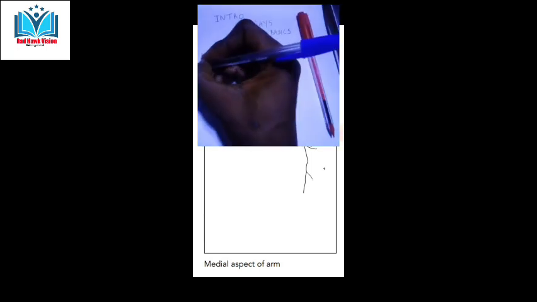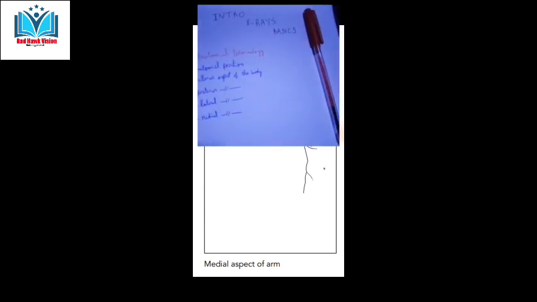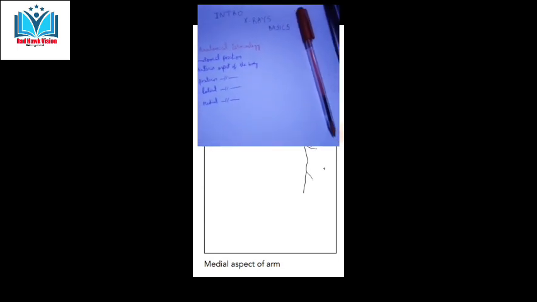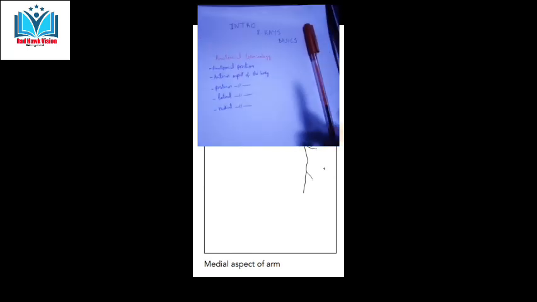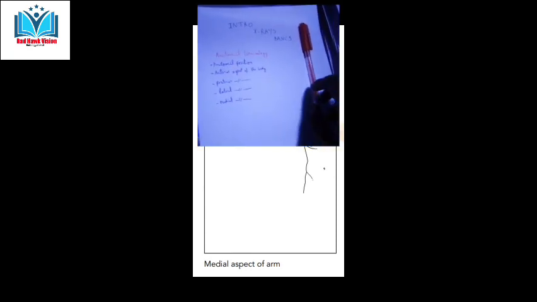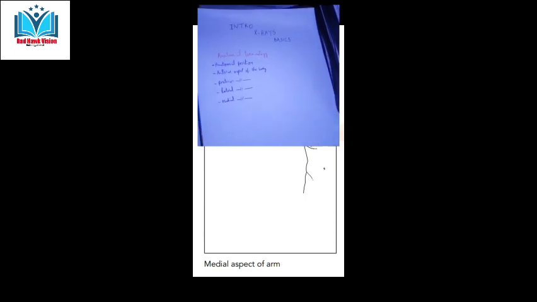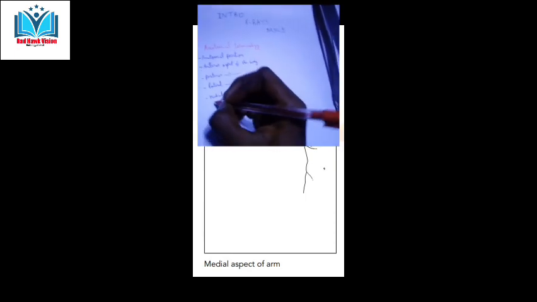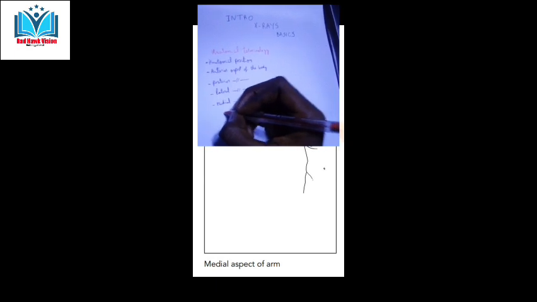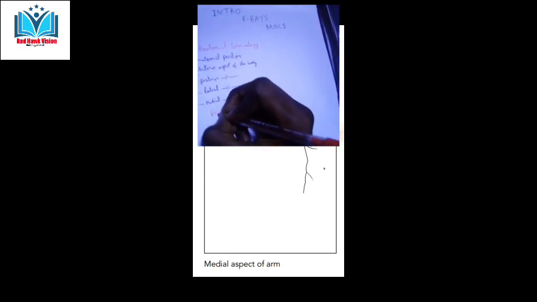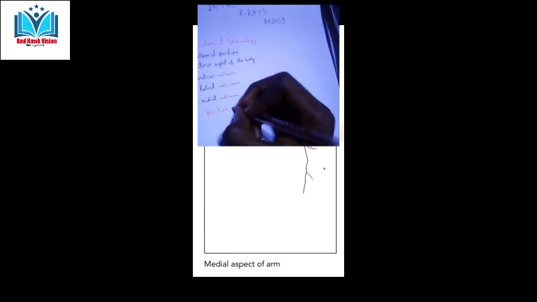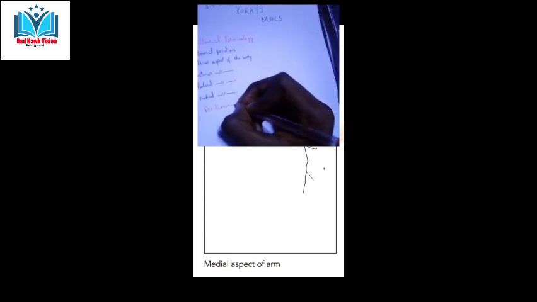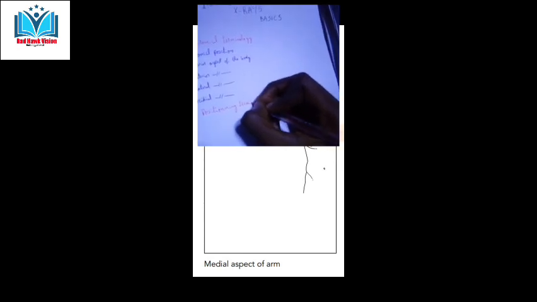We defined all that. We defined the anatomical position, the anterior, the posterior, lateral, and the medial. Now let's talk about the positioning terminology.